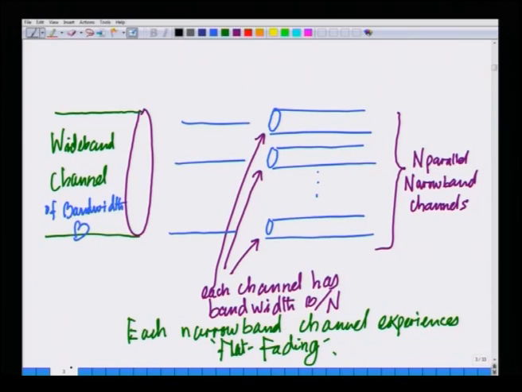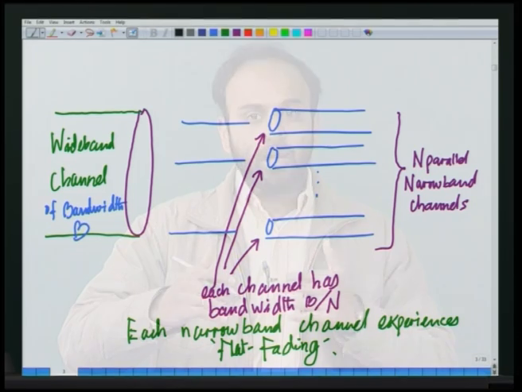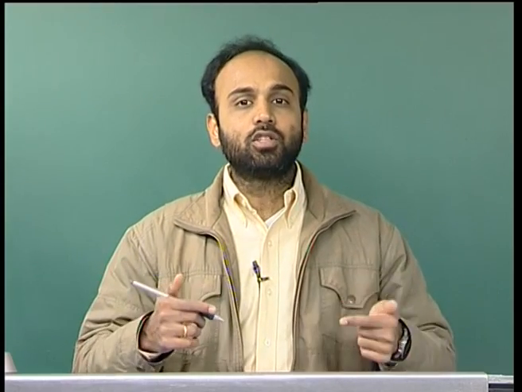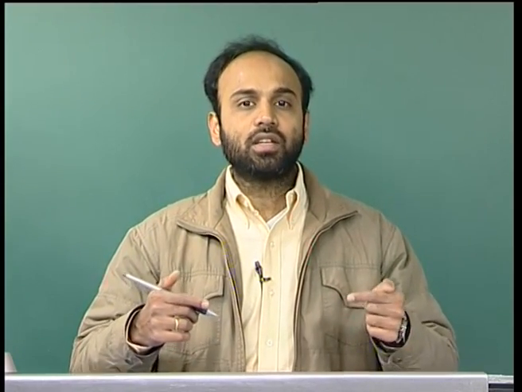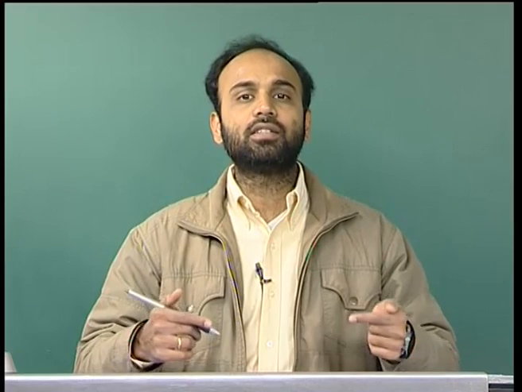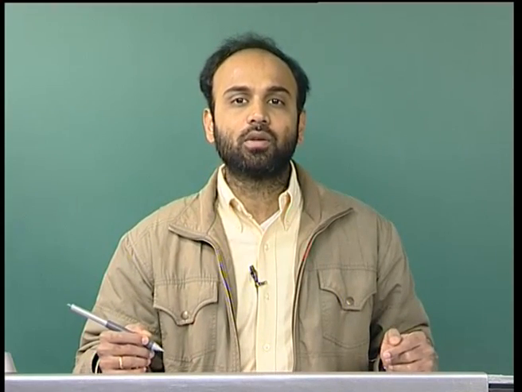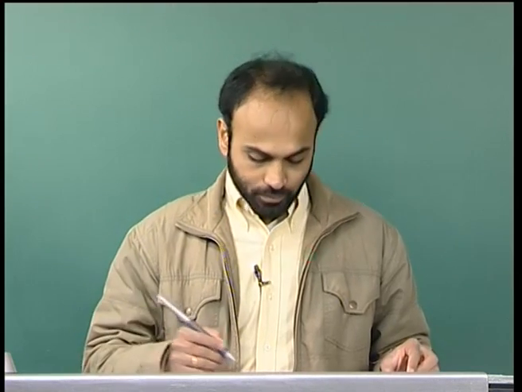And we said this essentially converts a wide band channel of bandwidth B into n parallel narrow band channels of bandwidth B by n, such that there is no inter-symbol interference across any narrow band channel and detection is easy across each narrow band channel. That is the big advantage of this OFDM system.